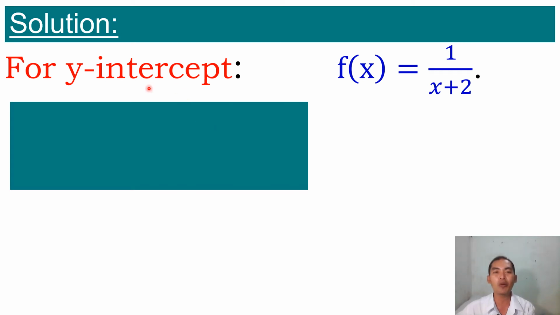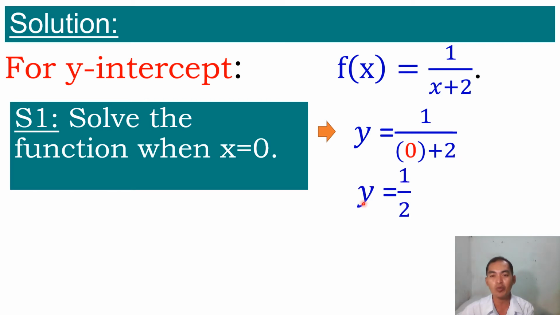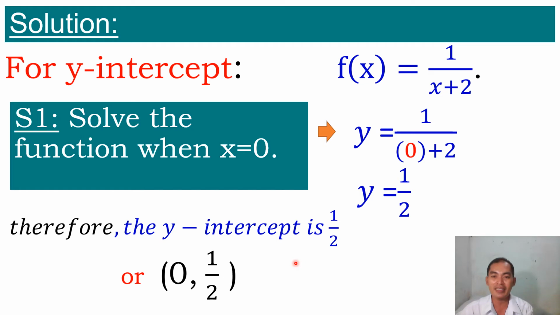Now, how about for the y-intercept? Here, solve the function when x is equal to 0. Magsusubstitute kayo sa x as 0. At whatever the remaining, so that's the value of the y-intercept. So y equals 1 over 0 plus 2, so y equals 1/2. Sabi ko nga sa inyo, that's the y-intercept which is 1/2 or you can write it as coordinate (0, 1/2).